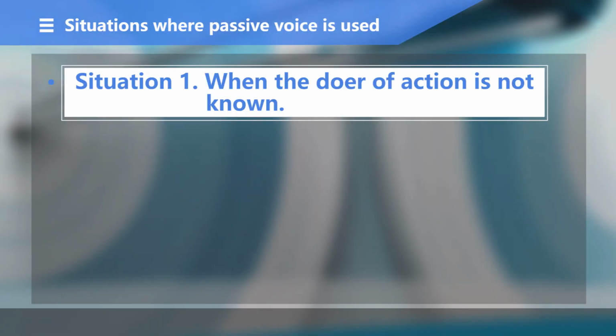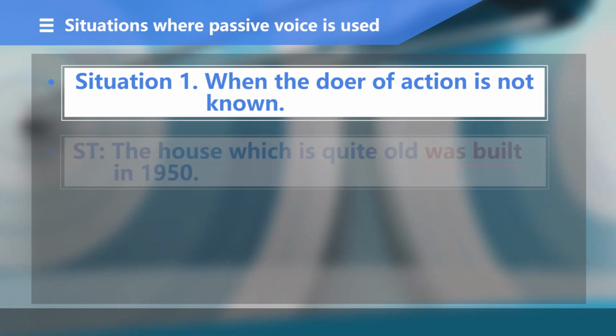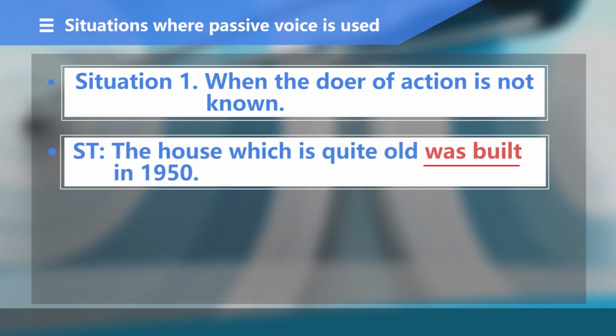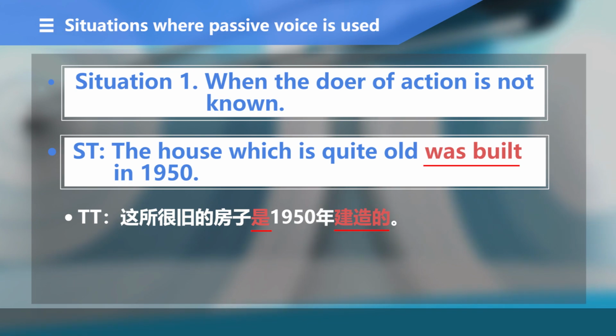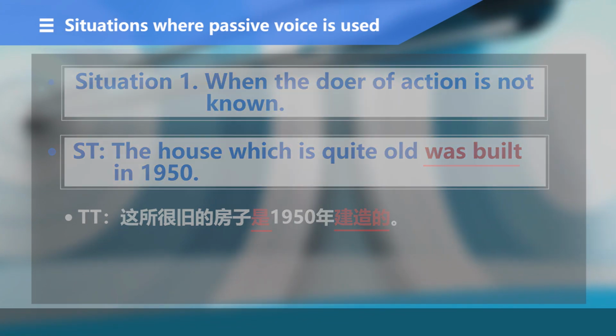Then you may be wondering, in which situations can the passive voice be used? Now, please go to the third point, the situations in which passive voice is used. In general, passive voice is always used in the following three situations. Situation 1, when the doer of the action is not known. Look at example 1. The house, which is quite old, was built in 1950.